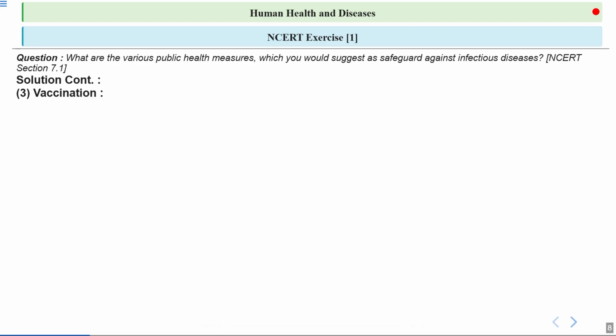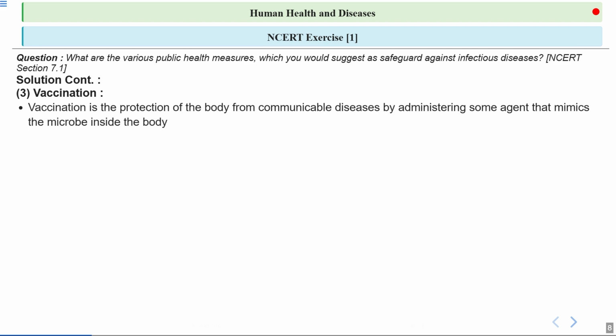Third one is vaccination. Vaccination is a powerful tool in the fight against infectious diseases. Vaccination protects the body from communicable diseases by introducing an agent that mimics the microorganism. So we are basically introducing the weakened or attenuated pathogen or the antigens of that pathogen. Now our immune system responds to this attenuated pathogen or the antigen, and antibodies are created. Okay, antibodies develop in our body.